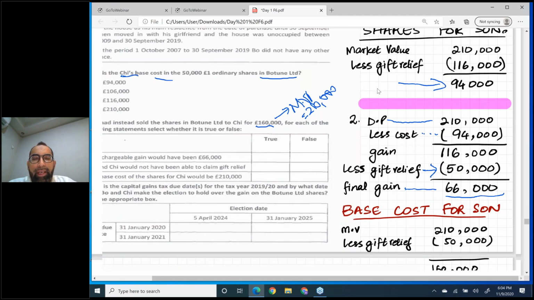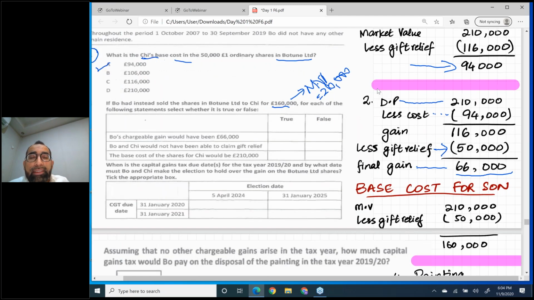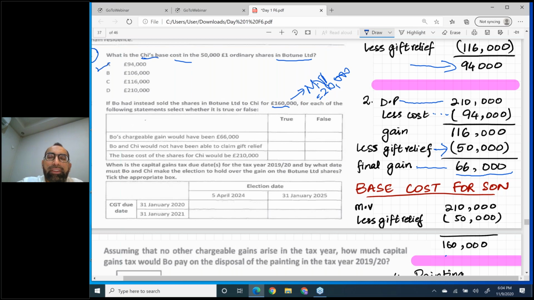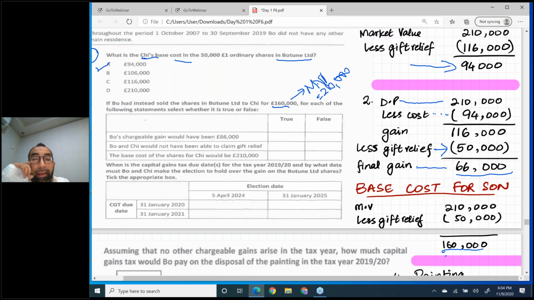Now the student may ask, sir, what is the base cost now for Son? Very easy. The Son received the shares with a market value of 210. And we always deduct gift relief, the deferral relief, from the base cost. So 210 minus 50 is 160,000. 160,000 is the base cost of the shares for Son in this second part.